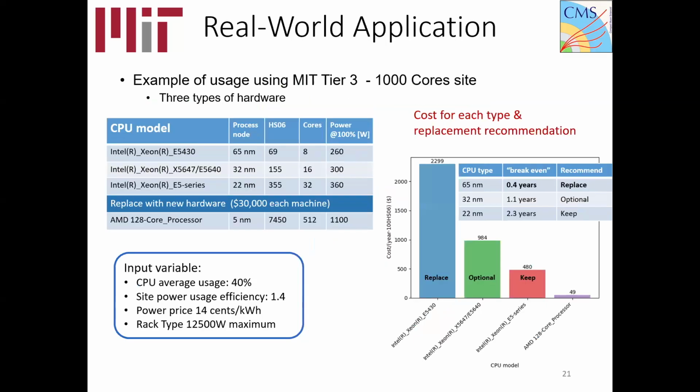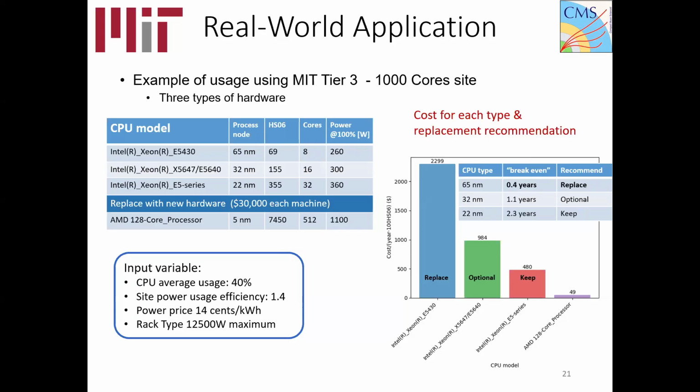Here we did this on relatively smaller sites. We did a real world application on MIT Tier 3 sites. This is a relatively smaller site with only 1,000 cores, and it only has 3 different CPU types. This site has a different operational pattern because it's relatively small, and only users are using the site, so it operates at a relatively lower CPU efficiency, which is 40%, and it could reach 0 CPU usage when there's no one using it. The PUE is set to be 1.4. The power price is 14 cents.